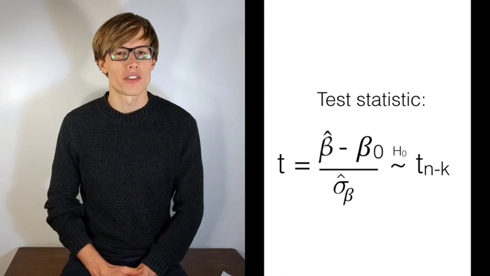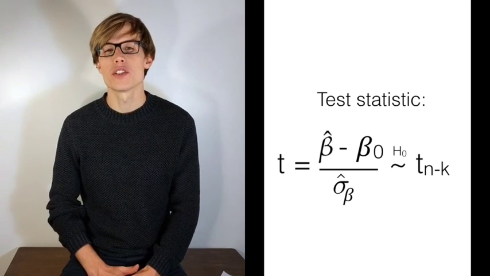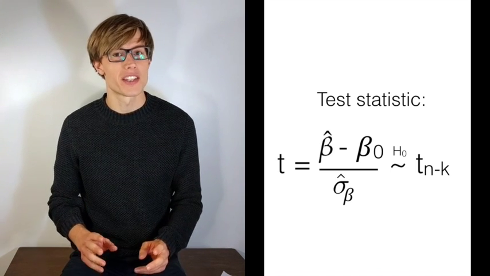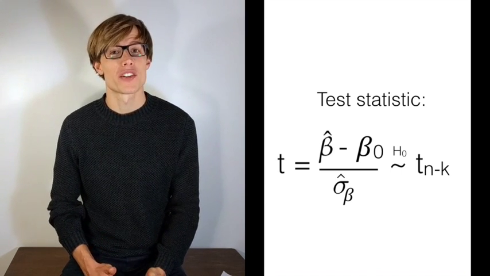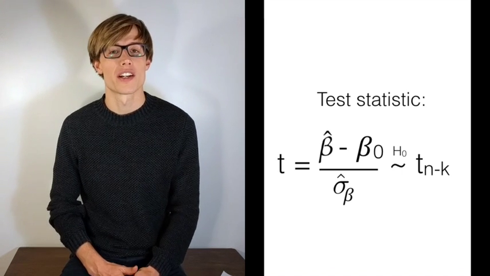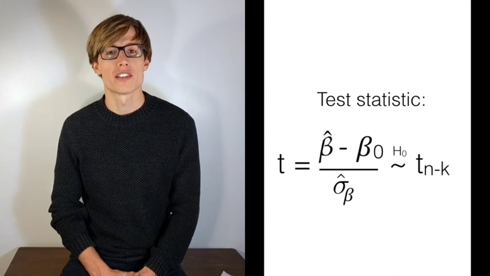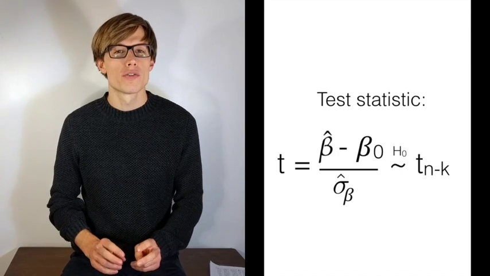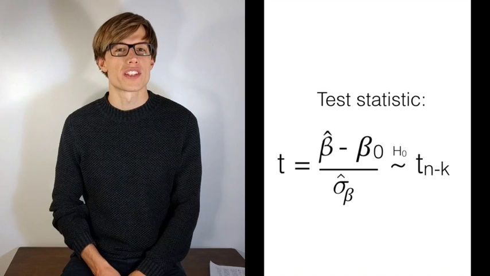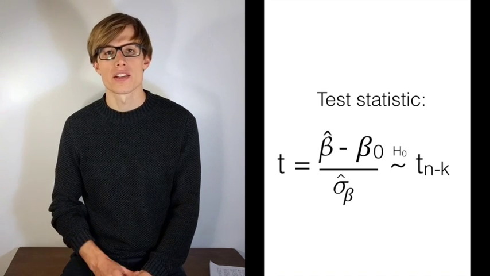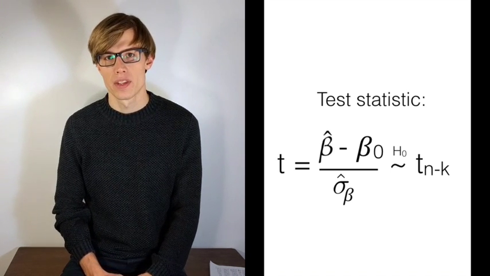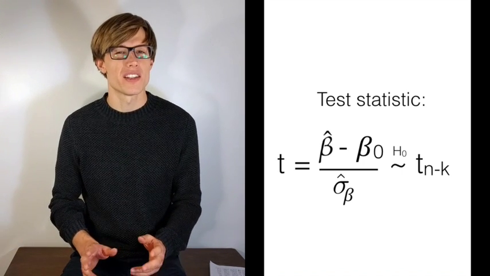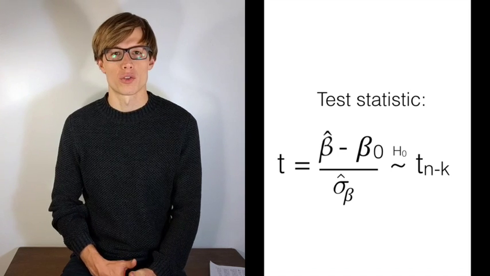The man who first figured this out was an employee of the Guinness Brewery. And because his employer did not want these trade secrets published, he published under a pseudonym, Student. That is why today, this distribution is known as Student's t-distribution. It depends on a degrees of freedom parameter equal to the sample size n minus the number of parameters, k. And for n minus k large, the distribution becomes indistinguishable from a standard normal distribution.